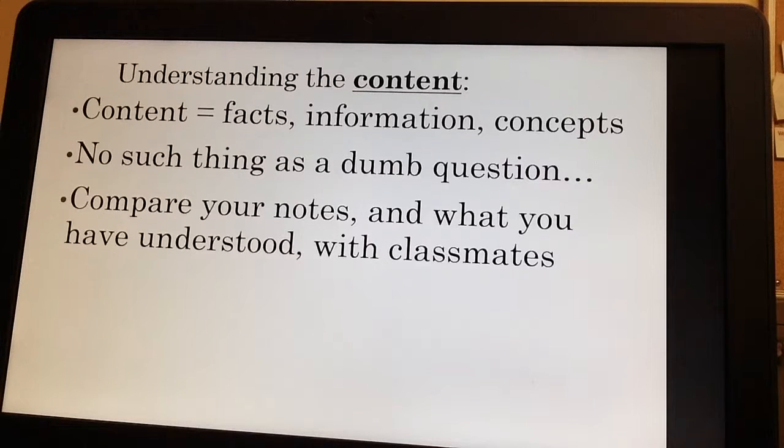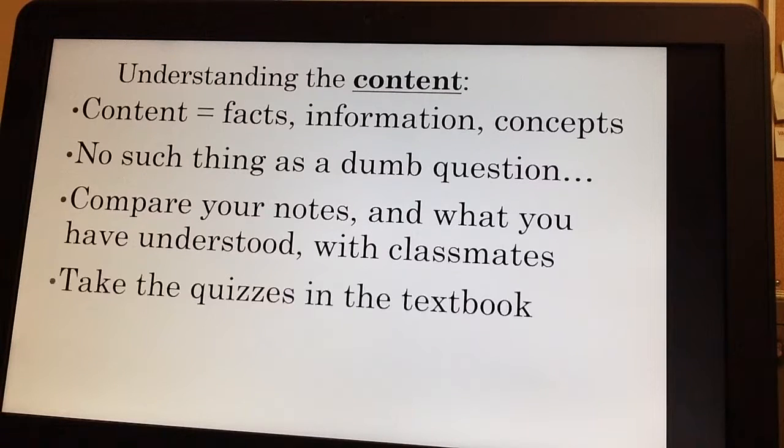Another tip I have for you is to compare your notes from class and what you've understood with other people that are taking the same class. Are you understanding the content in the same way? Are there gaps in your understanding? Have you taken notes that will help you to study?